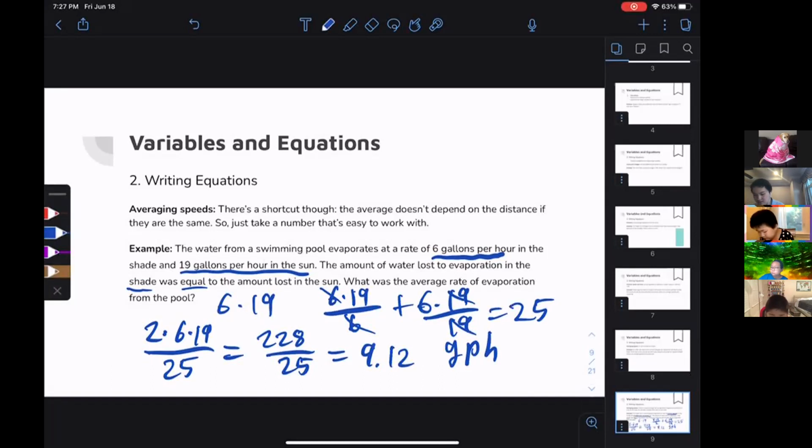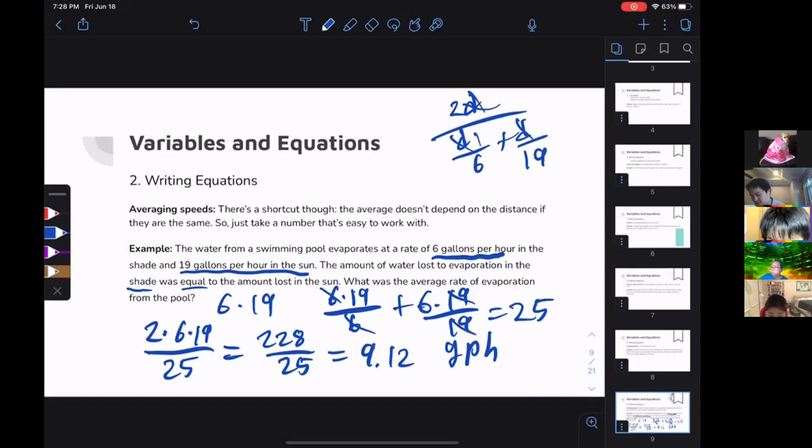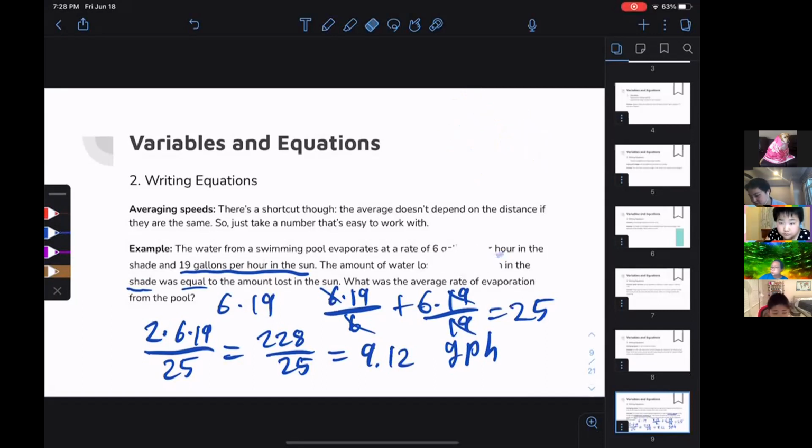Again, you can actually just set a variable d to be the amount lost both times, and you get 2d over d over 6 plus d over 19. You can see that the d's will cancel, so it's really just 2 over 1/6 plus 1/19, and that should give you the same thing. All right.